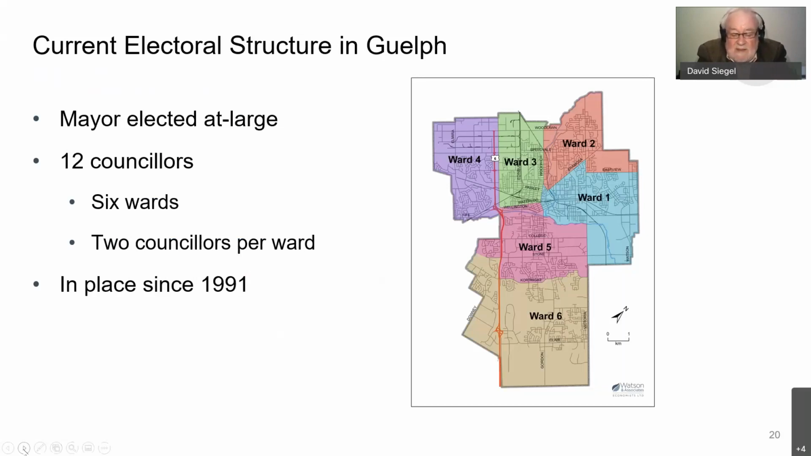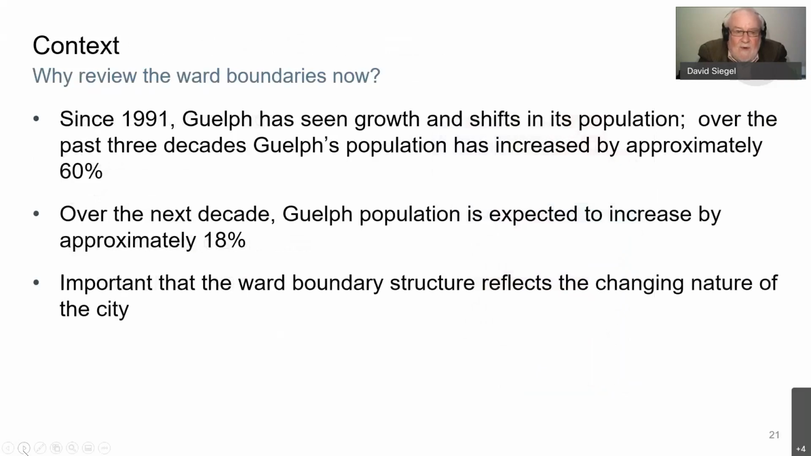So that leads us to the next idea. Why have we decided to do this? Or why did the City of Guelph decide to do it, I should say? The current boundaries have been in place, roughly speaking, for 30 years. In that time, Guelph has grown by 60%. And Guelph has been identified by the province as one of the places to grow, one of the cities that's going to be growing quite rapidly. So Guelph is expected to grow about 18% in the next 10 years. And that growth does not occur evenly. It occurs more in some places than others.